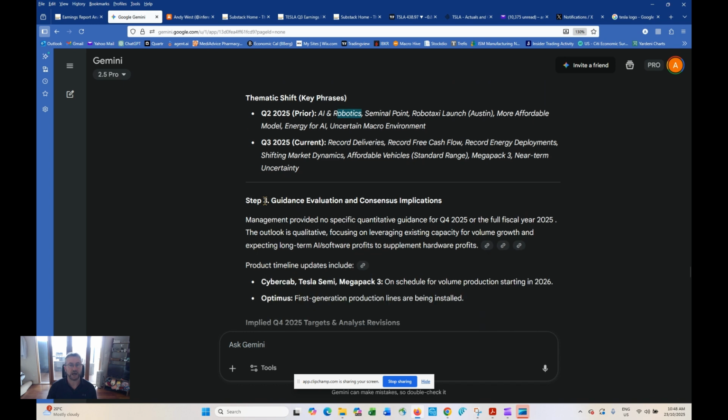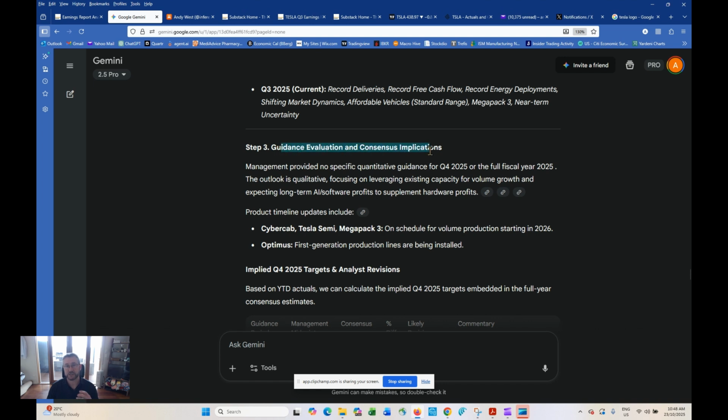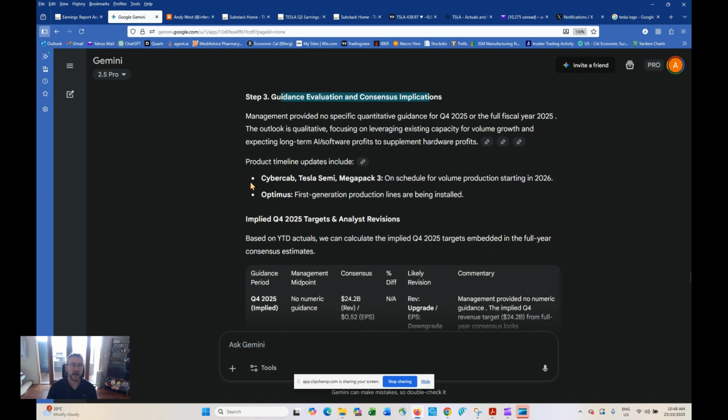Step 3 looks at guidance evaluation and the implications for consensus. What's going to happen to numbers? Now, normally this would be a big part of the report. Here with Tesla, they don't give numerical guidance. There's not a lot for the model to go on. It does pull out some interesting things on volume production, Cybercab, Tesla Semi, Megapack starting up, with Optimus first generation product lines starting to be installed. All important, but non-numerical in nature.